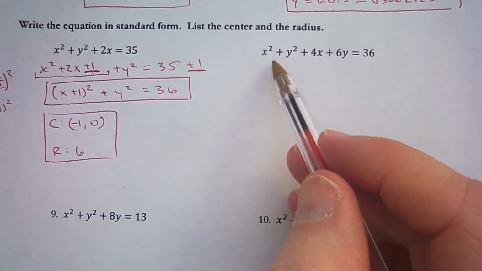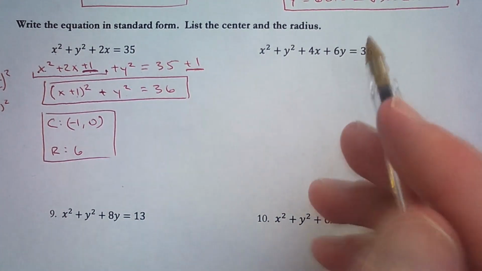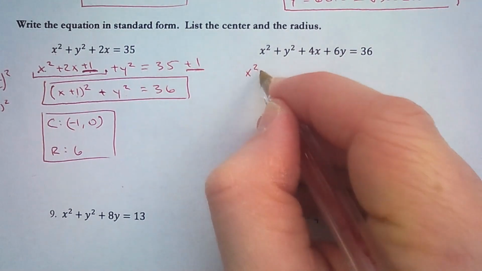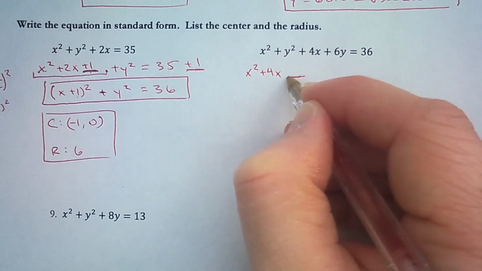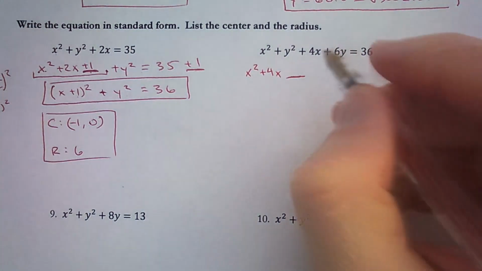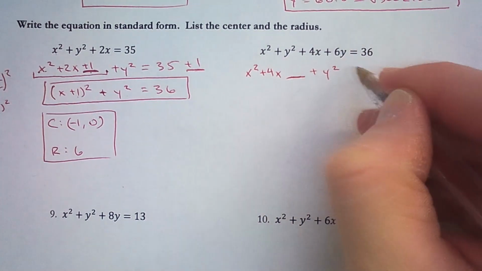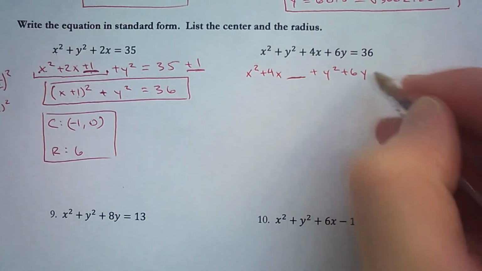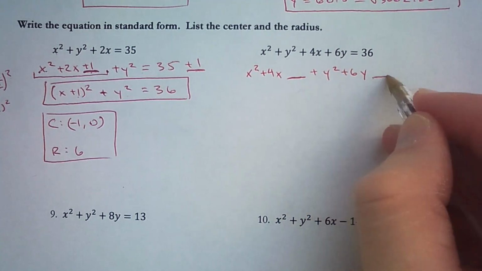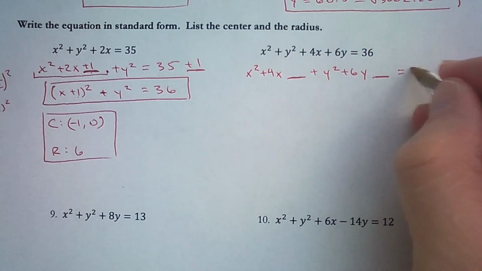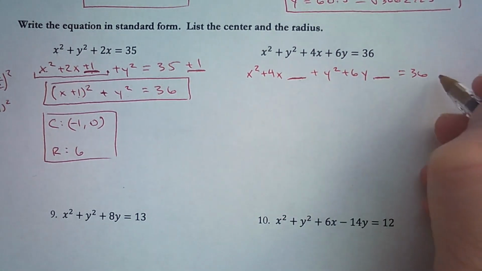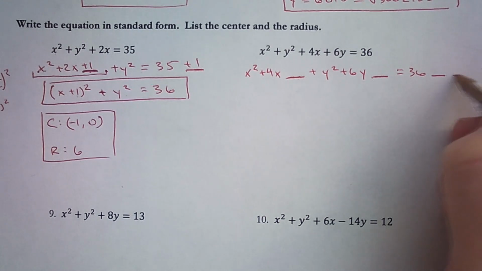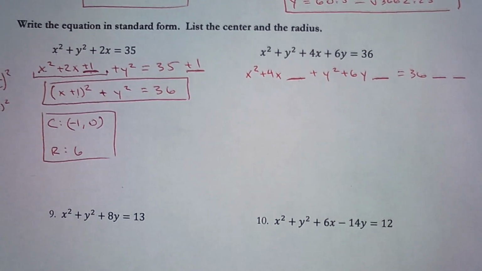Okay, so I'm going to do the same thing here. I'm going to start by collecting like variables together, x squared plus 4x, and I have a squared and a first power, so I'll leave a blank here to find a c. Then I have a y squared and a positive 6y, and I have a squared and a first power here, so I'll put a blank here, equals 36. Now I put 2 blanks on the left side, so I'm going to put 2 blanks on the right side.